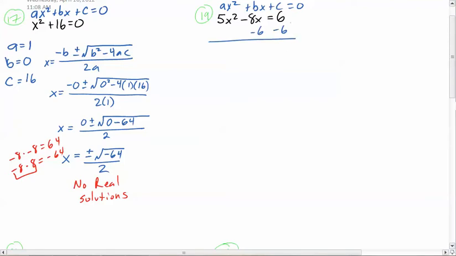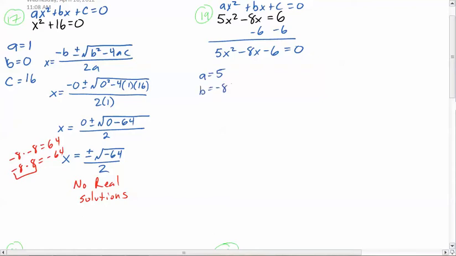We're going to subtract it, because if I subtract 6 from both sides, I get 5x squared minus 8x minus 6 equals 0, right? And so there we go. It's now equal to 0. Now I can do the quadratic formula. A is 5 because that's the number in front of the x squared.